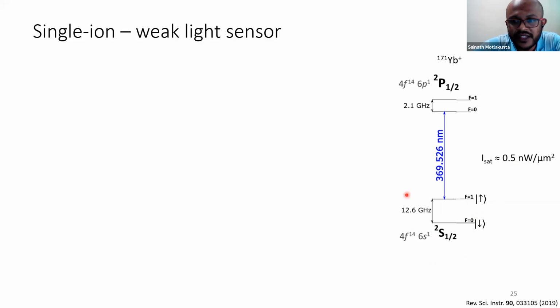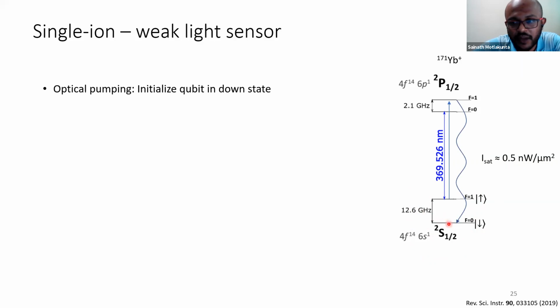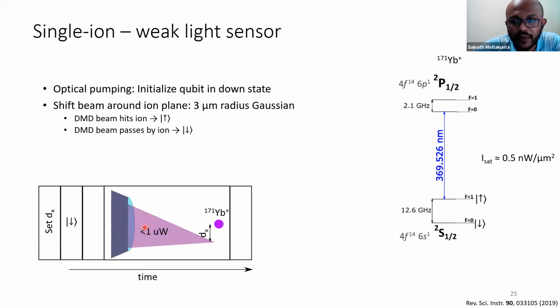So we initialize the qubit to the downstate using optical pumping, and then send cooling or depumping light through the DMD. What this does is, if the DMD light hits the ion, then it will bring the spin state to upstate. If it misses the ion, then the ion will stay in the downstate. So this can be used to see if any small light is hitting the ion or not.